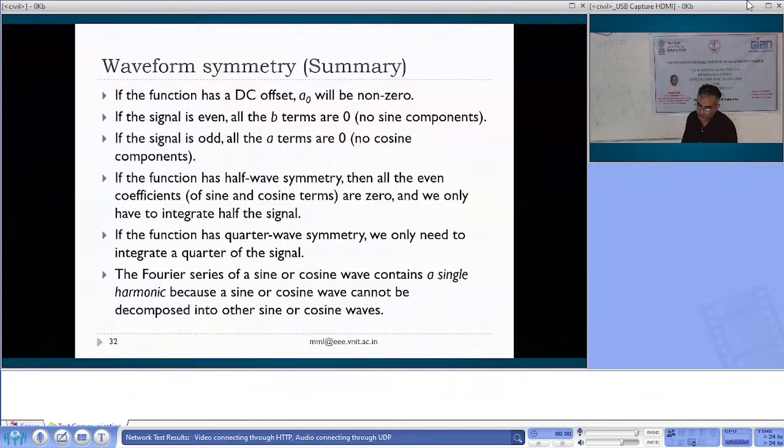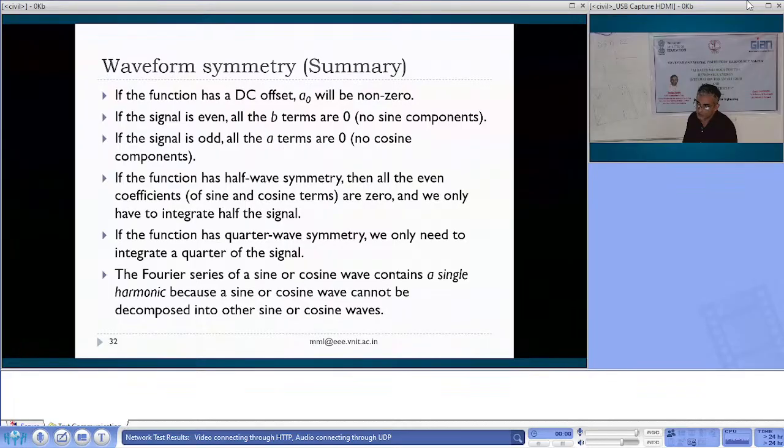If the signal is even, all the B terms are zero, no sine components. If the signal is odd, all A terms are zero, no cosine components. If the function has half wave symmetry, then all the even coefficients are zero, and we only have to integrate half the signal.